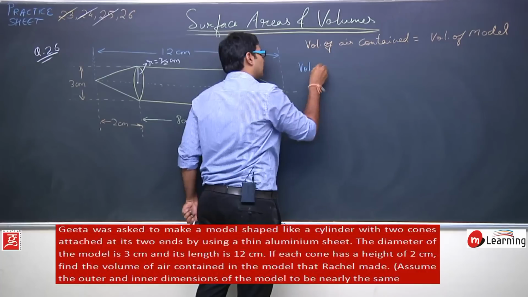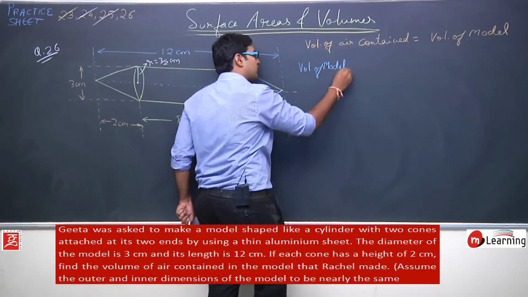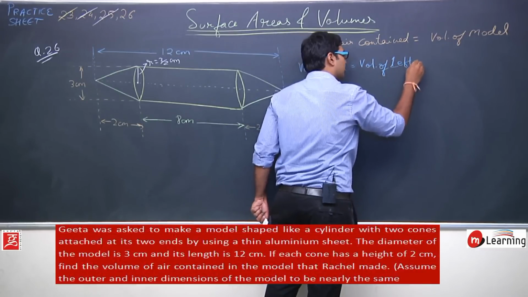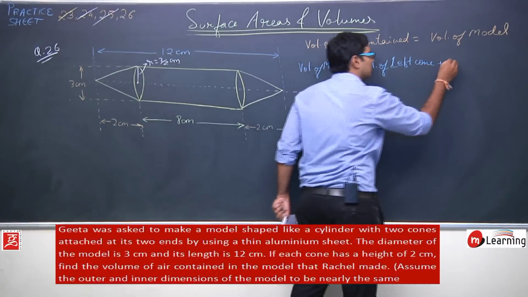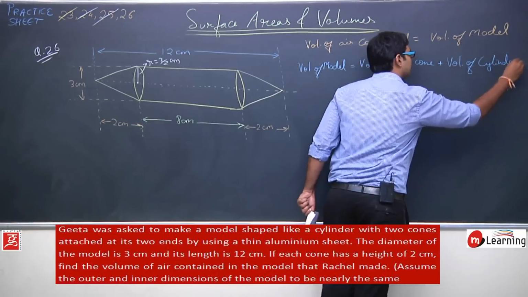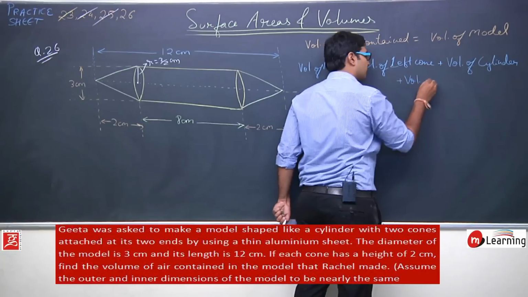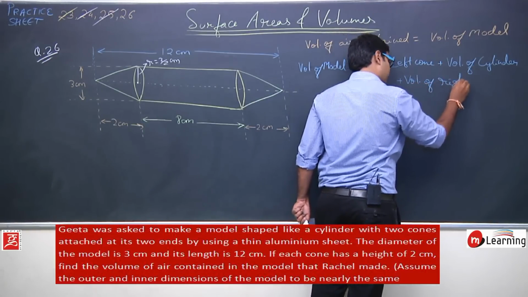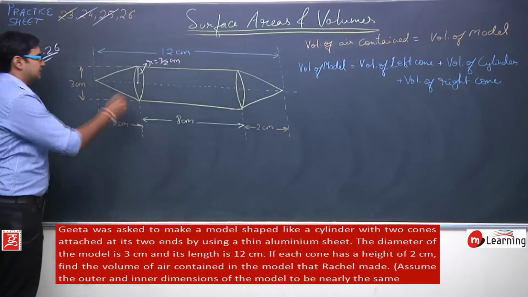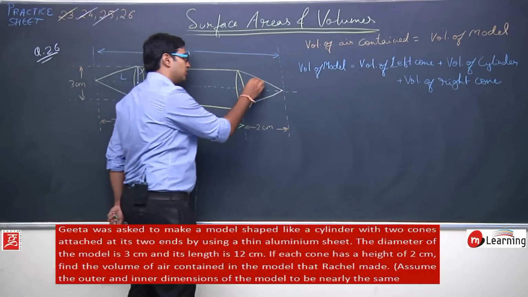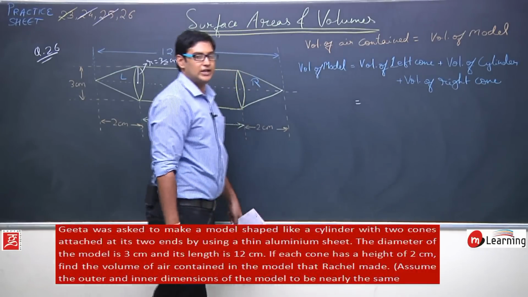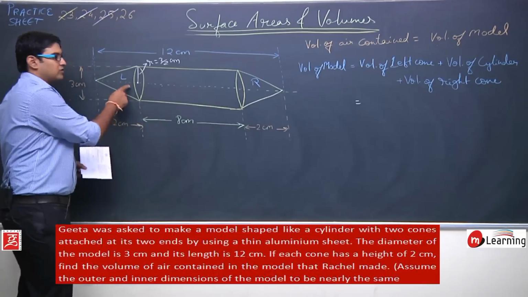So volume of model will be equal to what? It will be volume of left cone plus volume of cylinder plus volume of right cone. Okay. Let us say this is the left cone and let us say this is the right cone. Now what is the volume of left cone? Volume of a cone is 1/3 pi r square h. So 1/3 pi r square h is the volume of this cone.